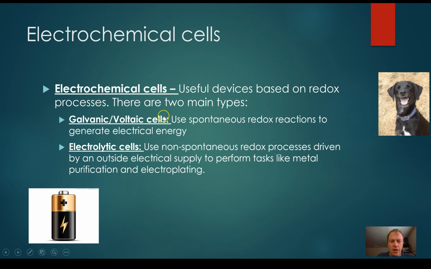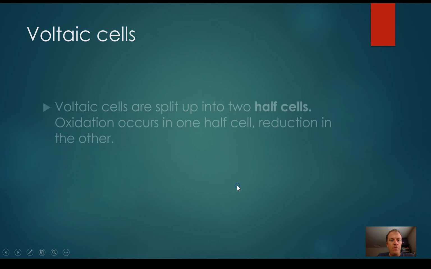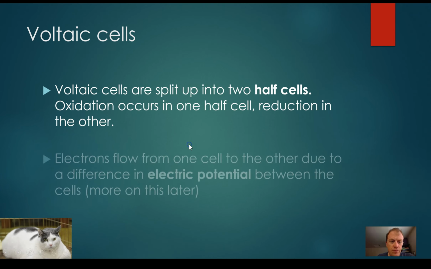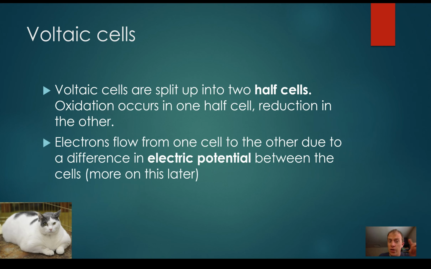The first one, and the one we're going to talk about today, is voltaic cells. So the spontaneous reactions, these are the things that produce energy as they're running. Voltaic cells are split into two half cells. Oxidation happens in one half cell and reduction in another. So basically, you're taking that reaction I showed you on the first slide, and you're splitting it up. And electrons are going to move from one cell to another due to a difference in electric potential, which we're going to talk about later. But it's related to the activity series and things like that we've spoken about. There's going to be a force that's going to drive electrons from one cell to the next.